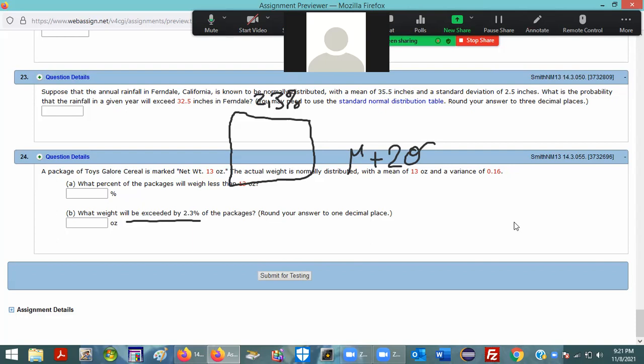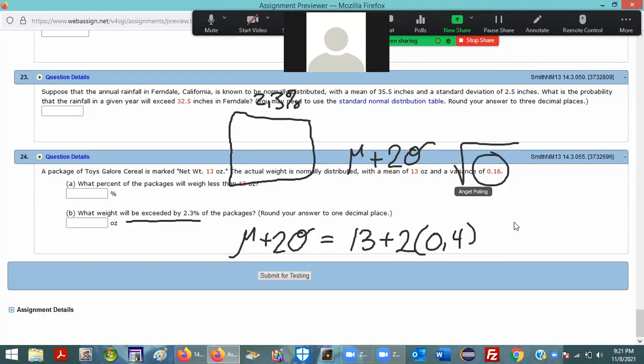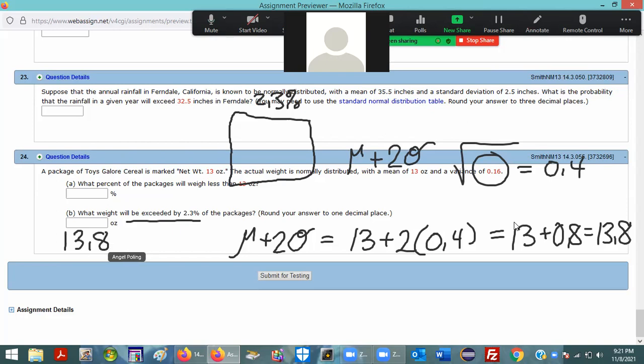Exceeded means greater than. So we need mu plus 2 sigma, which is 13 plus 2 times the 0.4 that we had from square rooting this value here. So that gives us 13 plus 0.8, or a value of 13.8. So 13.8 ounces, only 2.3% of the packages will be heavier than this.